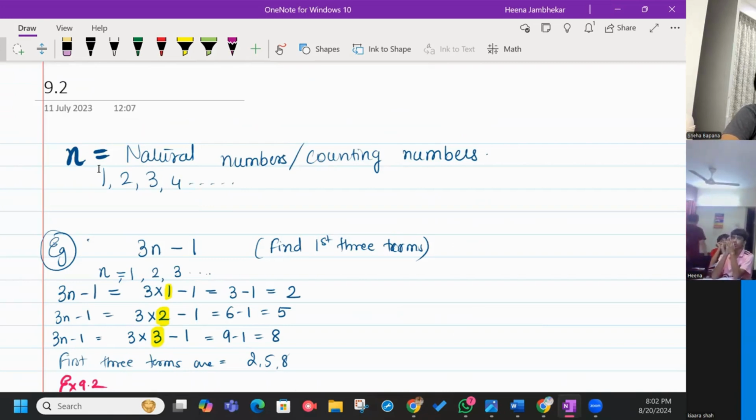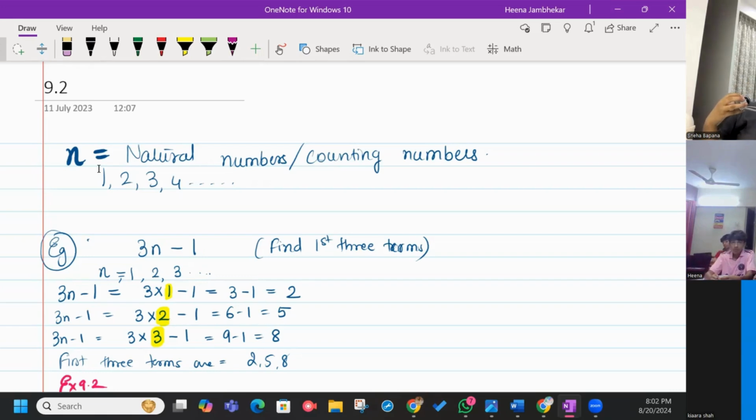Okay, what is the question? See, your n denotes natural numbers or counting numbers. Natural numbers meaning if I want to count the number of people in the class, I will start with 1, 2, 3, 4, 5, 6, 7, 8, 9, 10, right? So natural numbers are also called counting numbers. Whenever you see n in any question, that will denote natural numbers. You have to substitute the values of n.